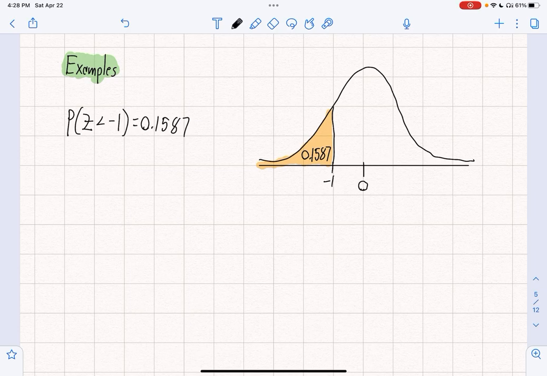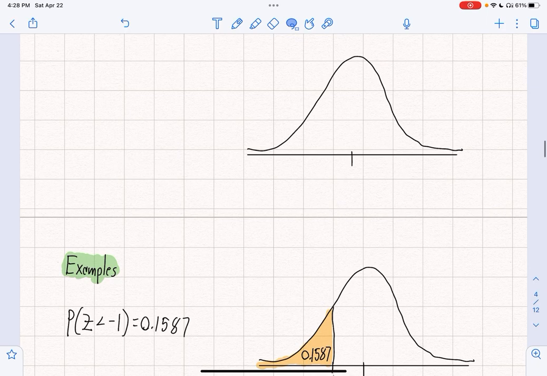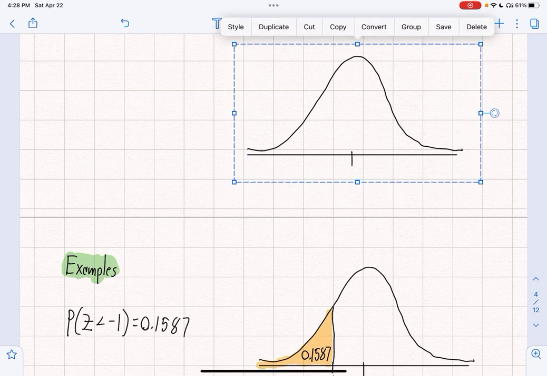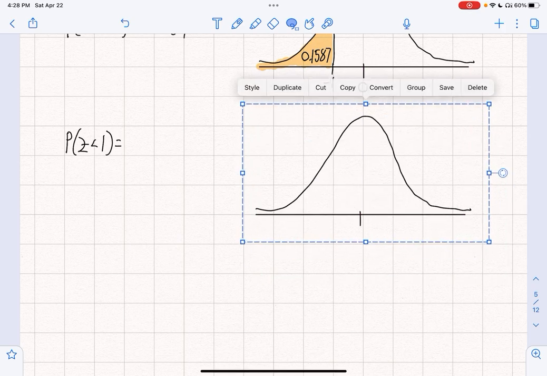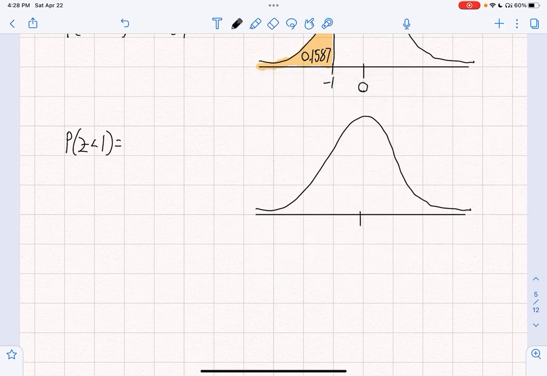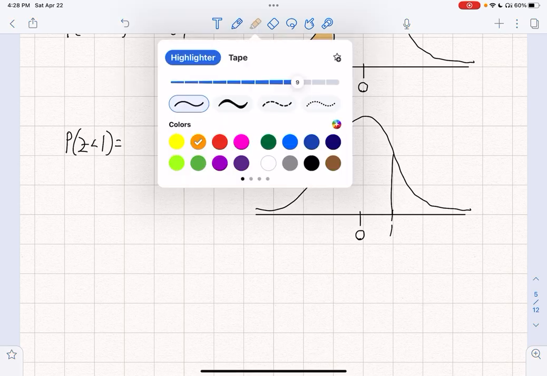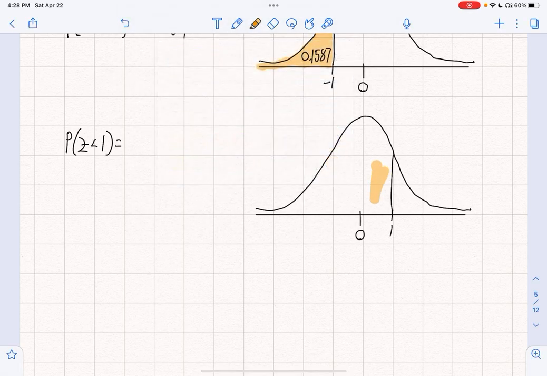So let's do another, but let's now do probability z is less than +1. So I'm going to snag another one of these. Okay, so it's still centered on 0, but now we want to look up the area to the left of +1. I'm going to write 1 here. So now in our plot, we want to look up this area here.